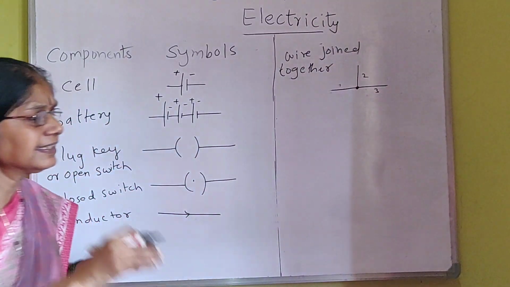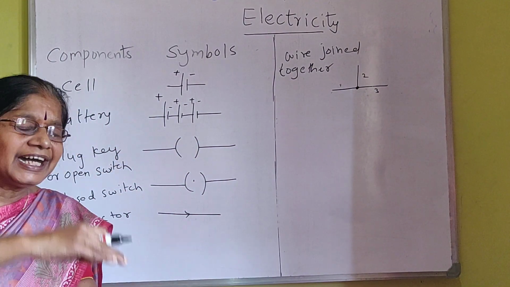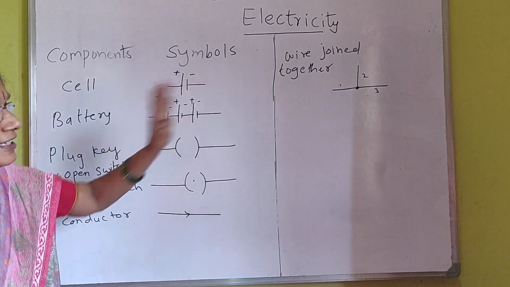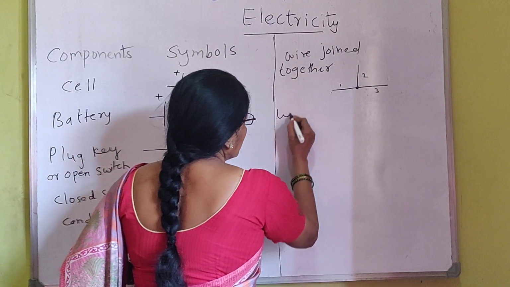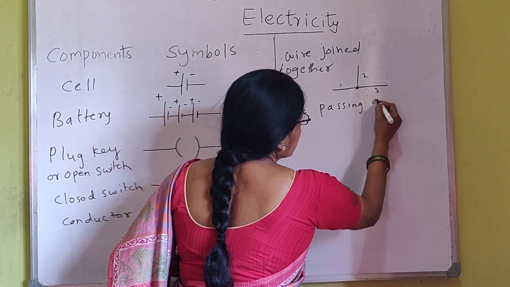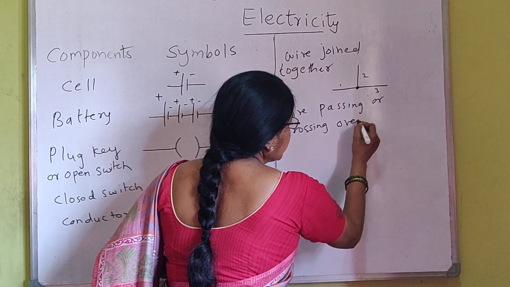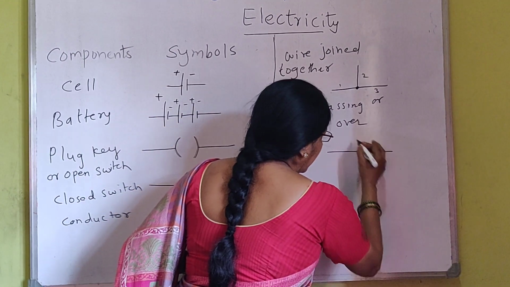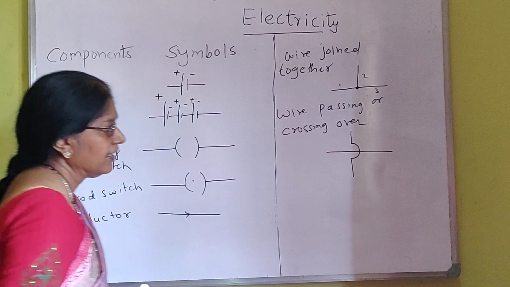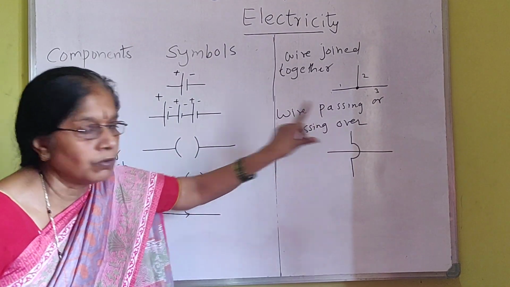Next, in this circuit we want to show that one wire is passing over the other wire without joining it. How to show that in a symbolic way? Wire passing or crossing. We can show it in this way. This is a wire and this wire is passing over the second wire. This is the symbol used for wire crossing over.